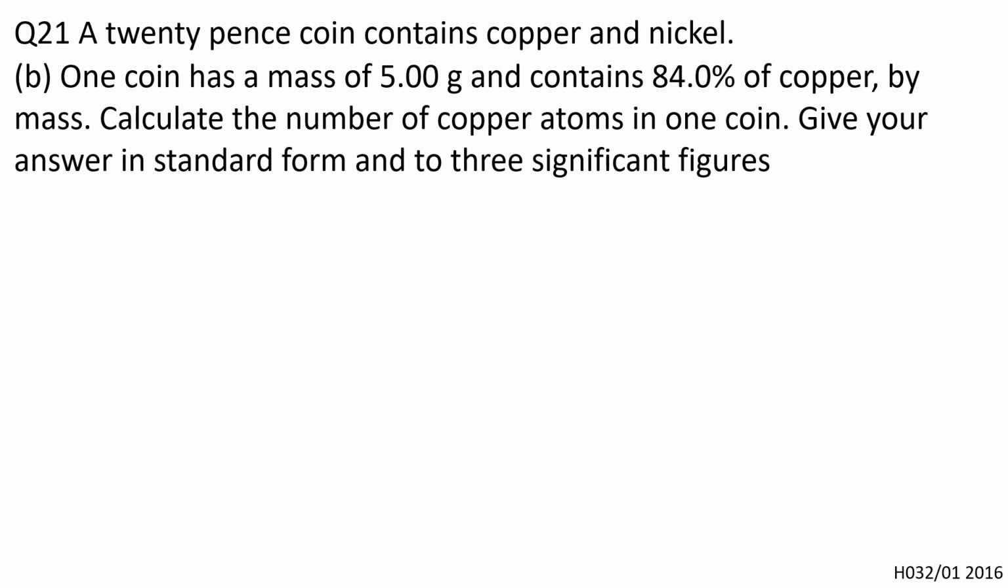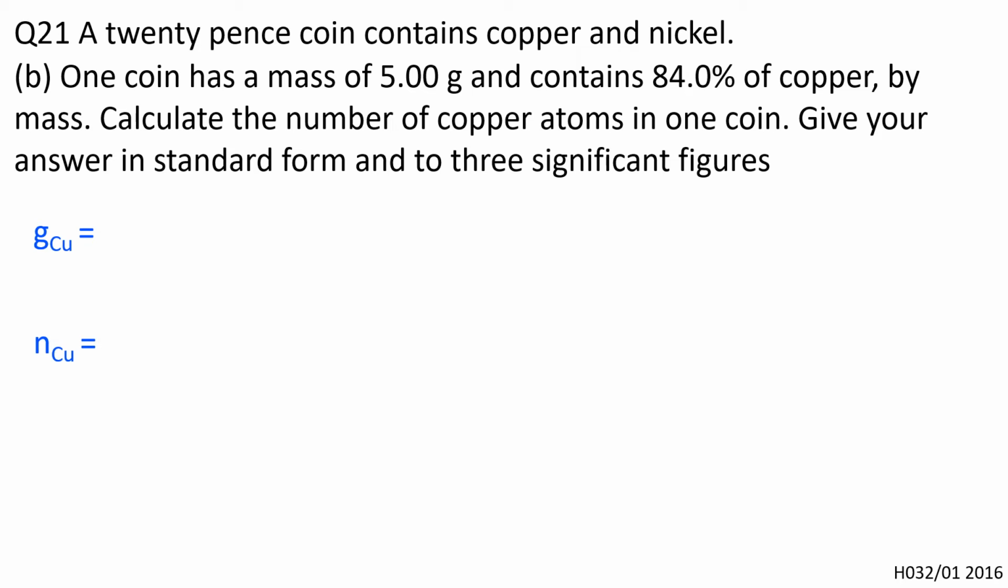Okay, so in this question, we're going to have to work out the number of copper atoms in a coin. So the coin weighs 5 grams, and to get the question started, we need to do a percentage calculation. Only 84% of that 5 grams is indeed copper. So first of all, we're going to have to work out the mass of copper in 5 grams. Then we can work out the amount of copper in moles.